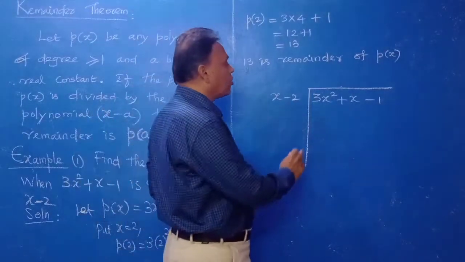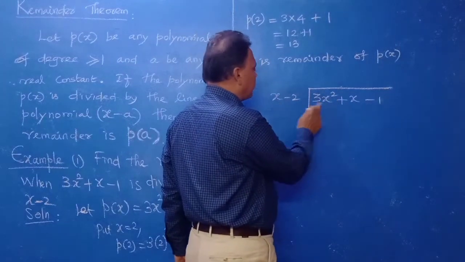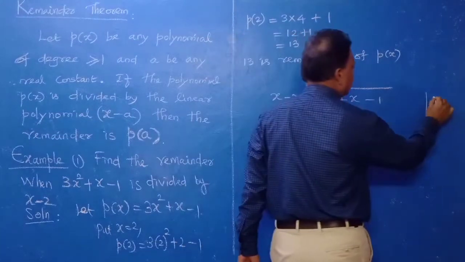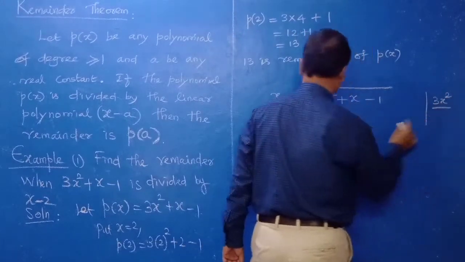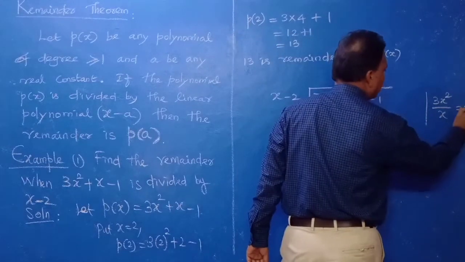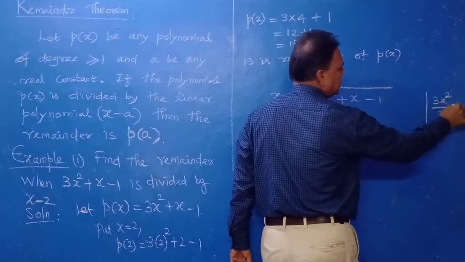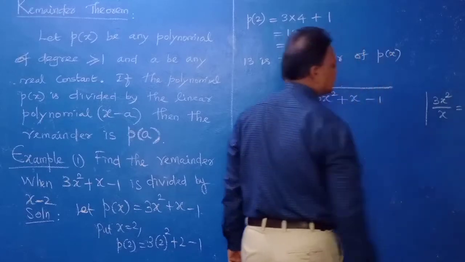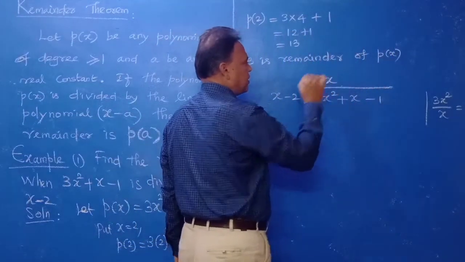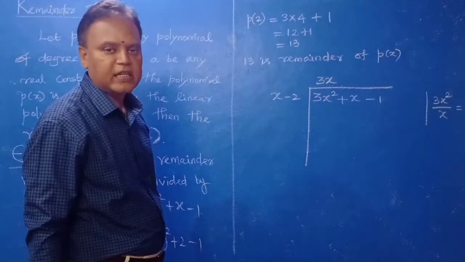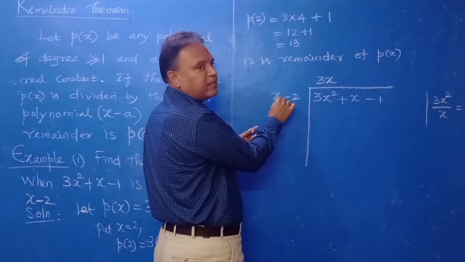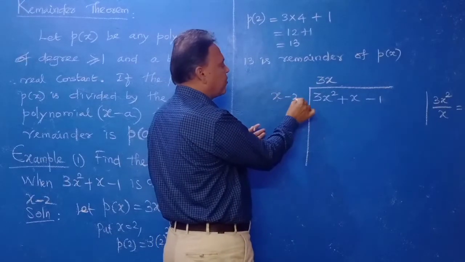What you have to do is take the first term by the first term. Here what is the first term? 3x squared. This polynomial's first term is x. You divide, how much will you get? x cancels, so 3x. This 3x you write in the quotient. Now this 3x you have to multiply with each and every term.